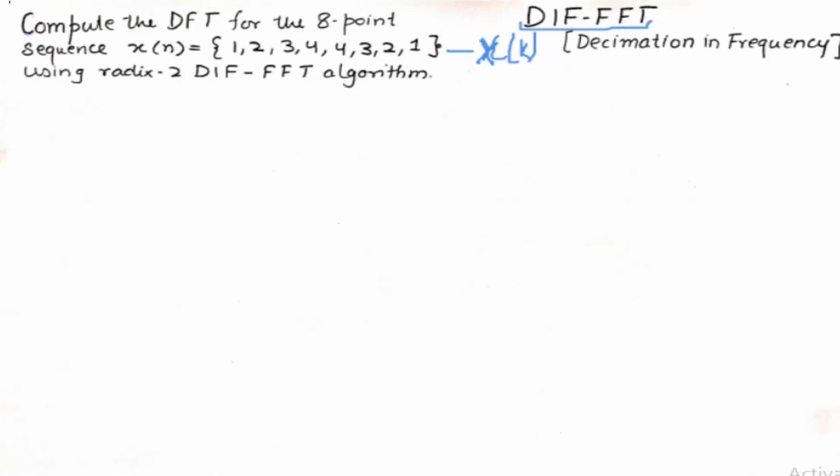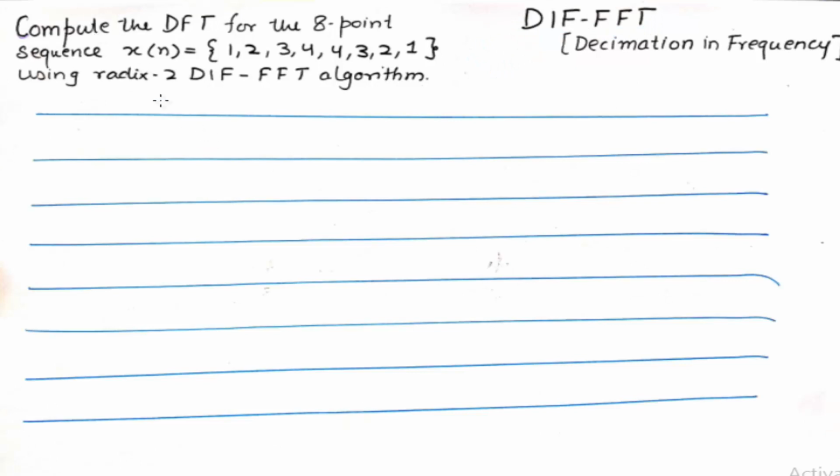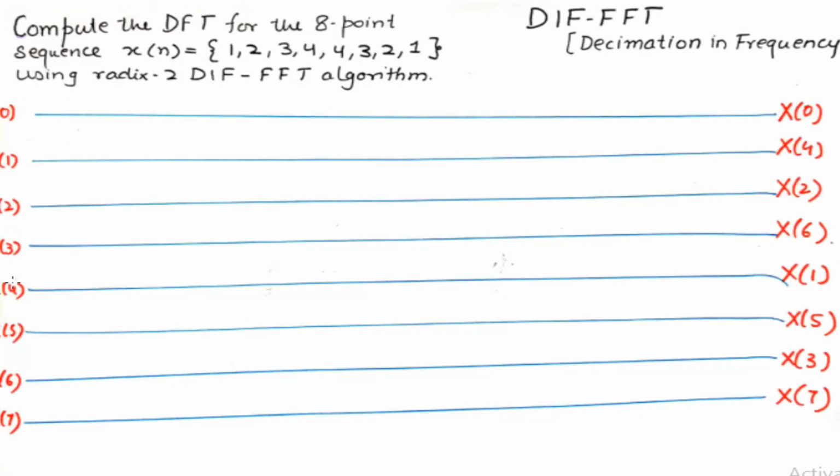Using this method, what you need to do is draw 8 lines, each for one sample, and write down the samples at the beginning of the line. But unlike DIT-FFT, you'll need to write down the samples in their usual order. You would not write them in the bit reversed format as we did in the DIT-FFT. Watch the previous video if you are a little confused about what a bit reversed order is, but you'll get the output in the bit reversed format.